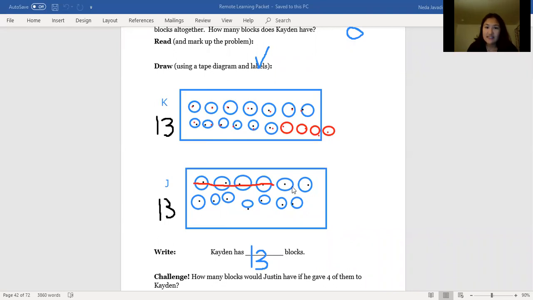Cool. Let's see how many blocks Justin would have. He would have 1, 2, 3, 4, 5, 6, 7, 8, 9. Justin has 9 blocks if he gives 4 to Caden. Cool. Give yourself a big pat on the back if you got that challenge question. Nice job. Let's keep going.